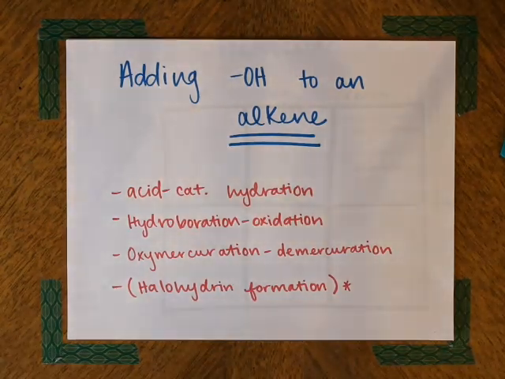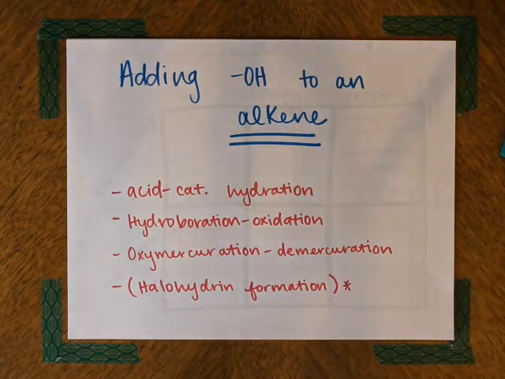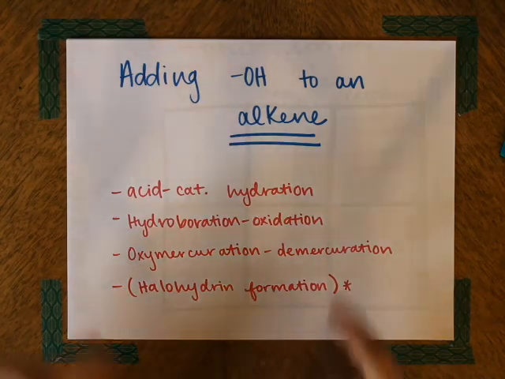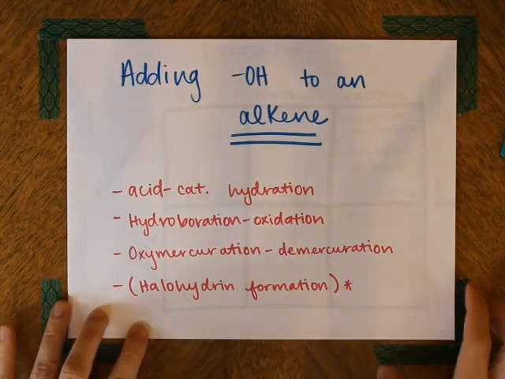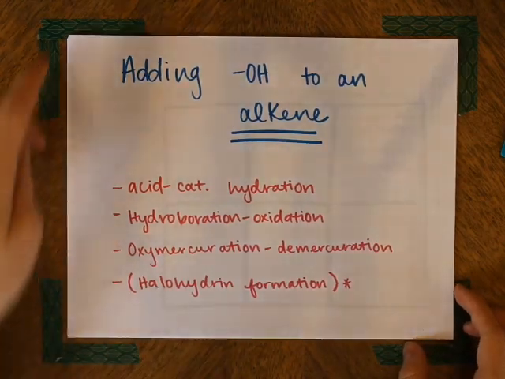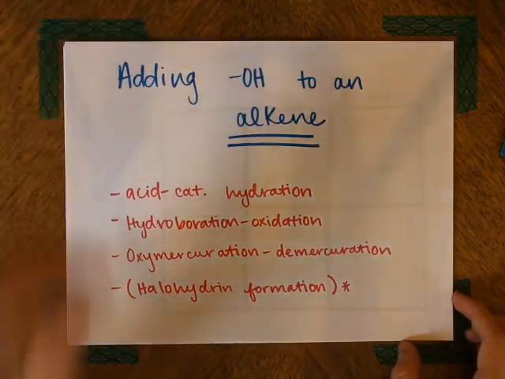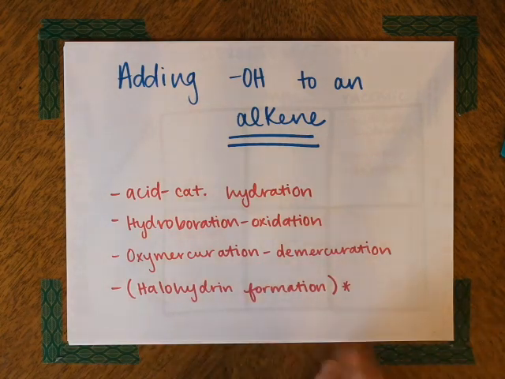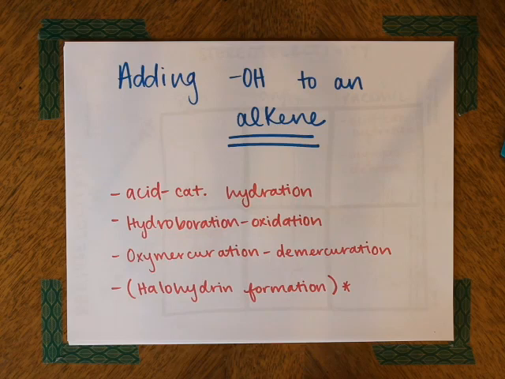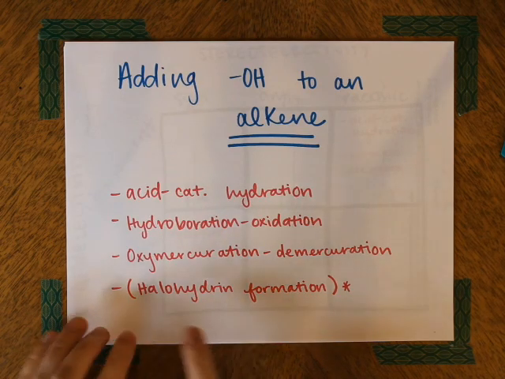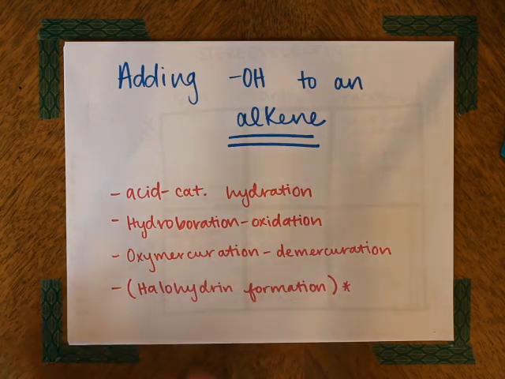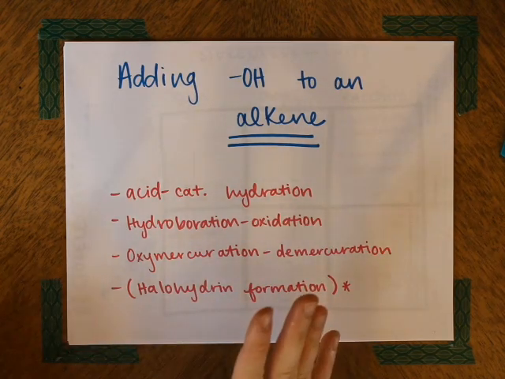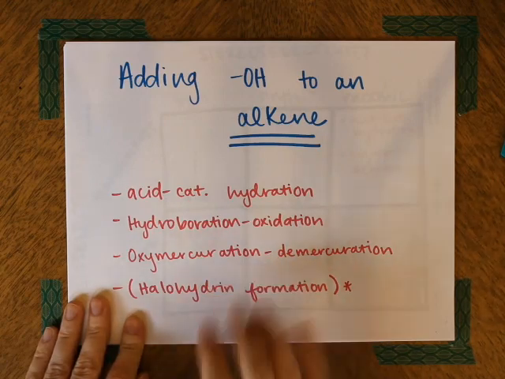Okay, so we're going to talk about adding a hydroxide to an alkene. We've got these four here, and we're actually not going to talk about this bottom one, the halohydrin formation, mostly in this video, mostly because it's a little bit more closely related to adding a halogen to an alkene. So the mechanism for that, even though it's adding an OH and a halogen, is more closely related to the halogen, so we'll save that for another time.